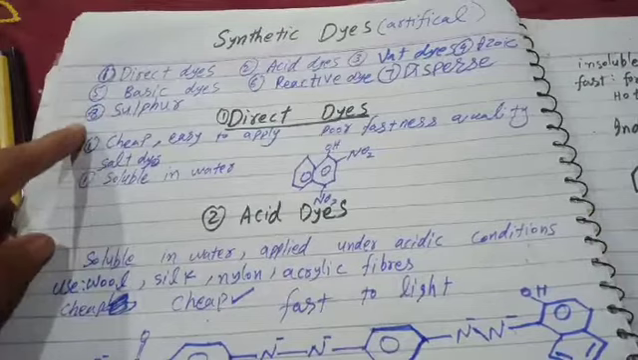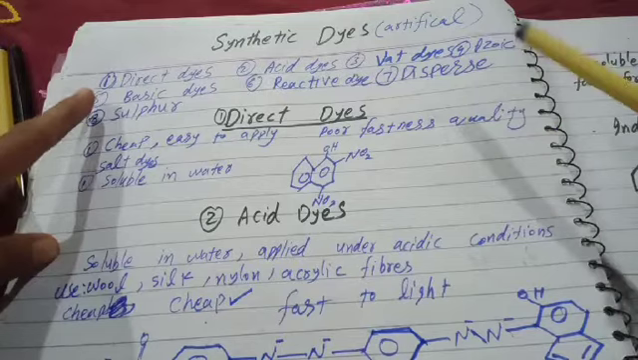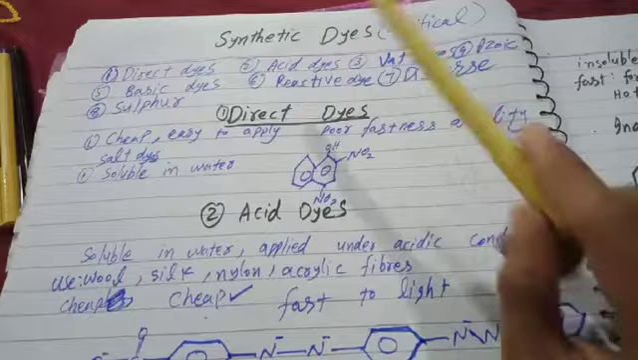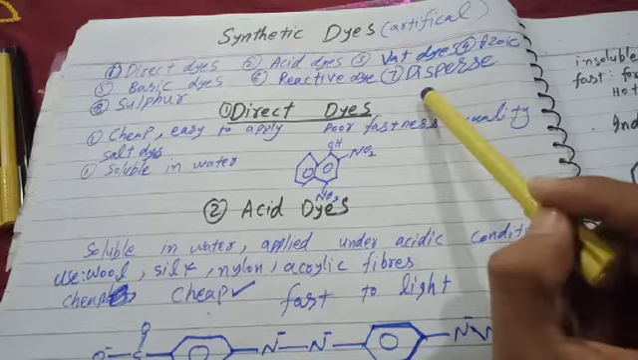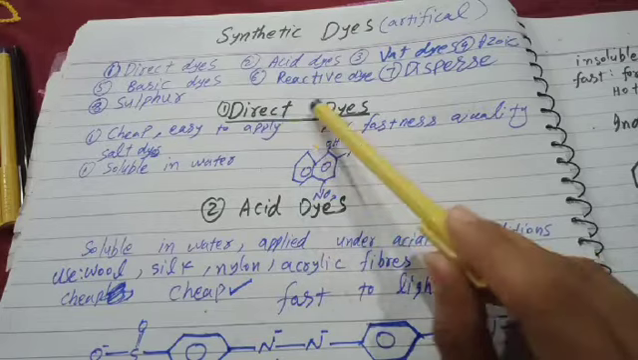Now we discuss the synthetic dyes. Synthetic dyes are of 8 types: direct dyes, acid dyes, vat dyes, azoic dyes, basic dyes, reactive dyes, disperse dyes, and sulfur dyes. First, we discuss the direct dyes. What are the direct dyes? Direct dyes are very cheap dyes and easy to apply, but they have poor fastness quality.